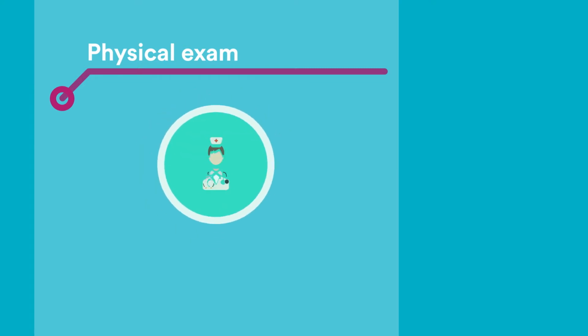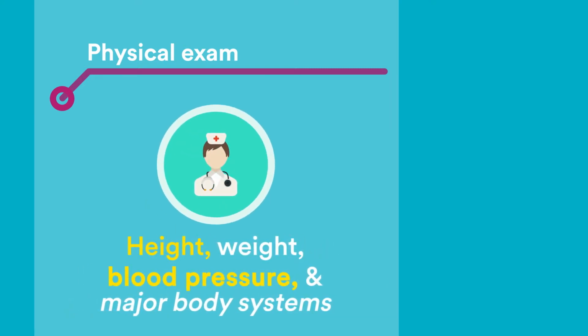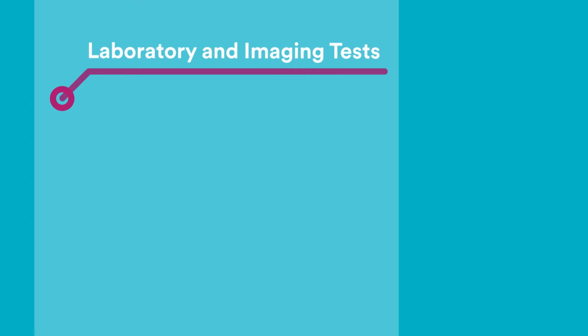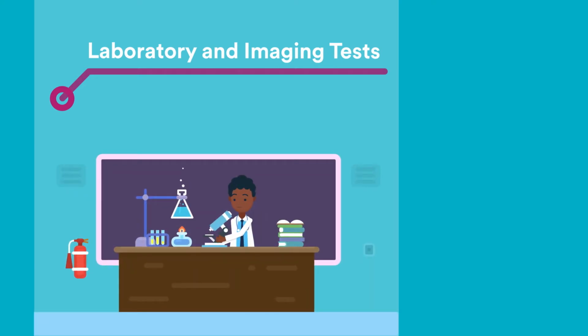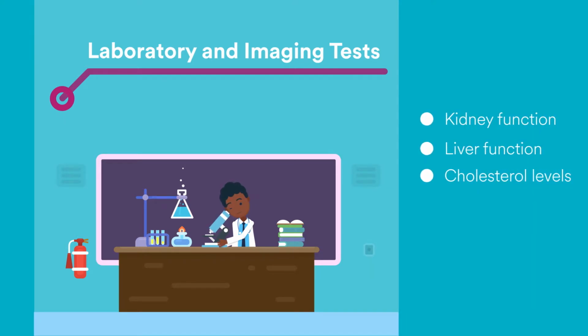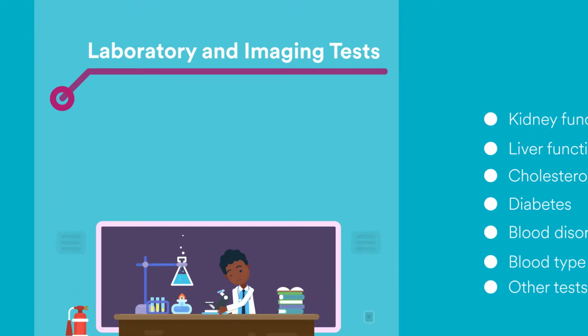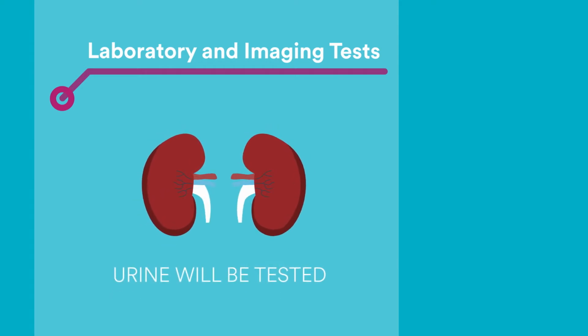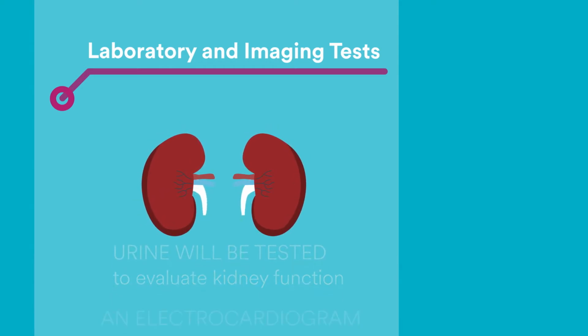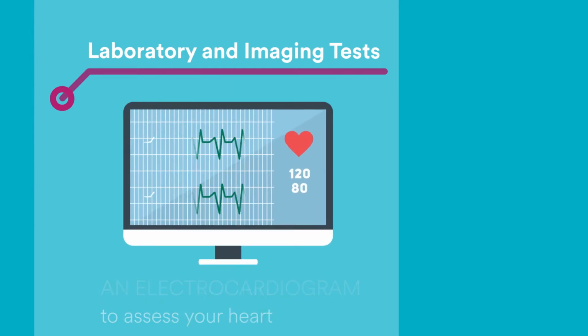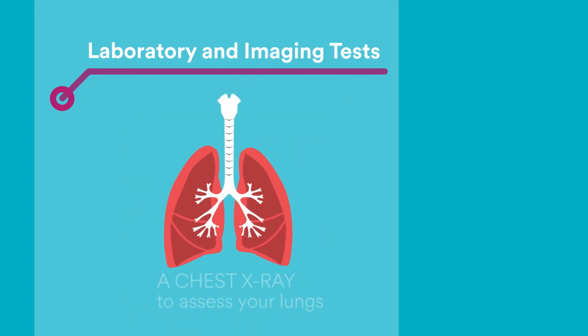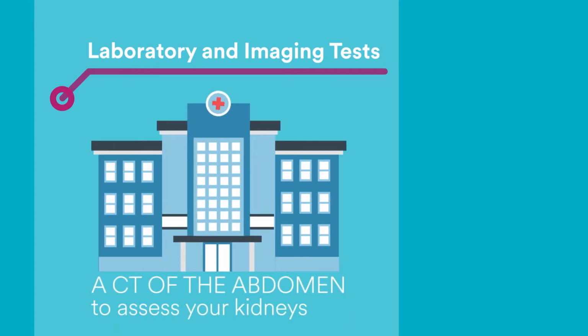Physical exam. You will have a physical exam that includes measuring your height, weight, blood pressure, and assessing all major body systems. Laboratory and imaging tests. You will have multiple tubes of blood drawn from your arm to evaluate your kidney function, liver function, cholesterol levels, the presence of diabetes, blood disorders, blood type, and other tests. In addition, your urine will be tested to evaluate kidney function. You will also have an electrocardiogram or EKG to assess your heart and a chest X-ray to assess your lungs. A CT of the abdomen will also be done to help assess the size and structure of your kidneys.